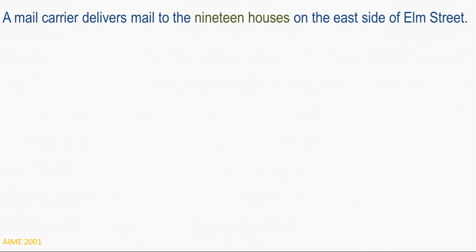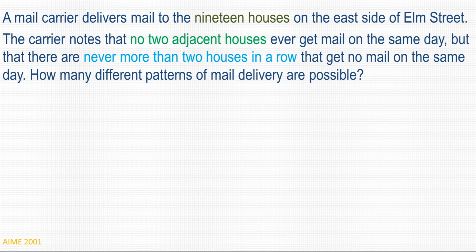A mail carrier delivers mail to the 19 houses on the east side of Elm Street. The carrier notes that no two adjacent houses ever get mail on the same day, but that there are never more than 2 houses in a row that get no mail on the same day. How many different patterns of mail delivery are possible?